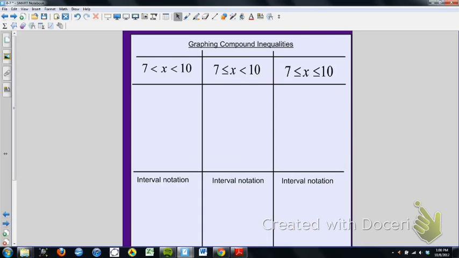Okay, now we arrive at something called a compound inequality. A compound inequality is an inequality that's bounded by both upper and lower parts. The first compound inequality has x sandwiched between 7 and 10. Both of these are strict inequalities, so x can't be 7 and it can't be 10, but it's all real numbers between 7 and 10. When I graph it, let's put the 7, 8, 9, and 10 here. I want an open circle at 7, an open circle at 10, and shading in between.